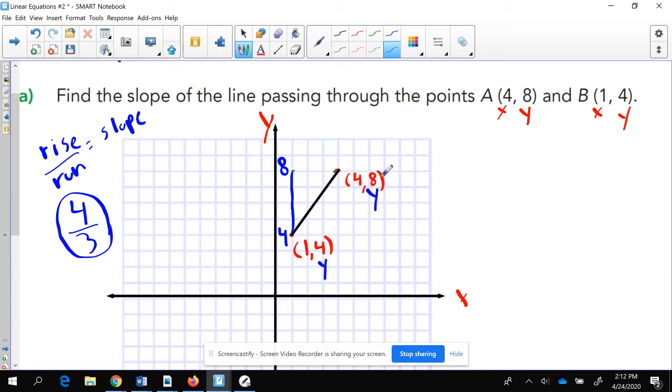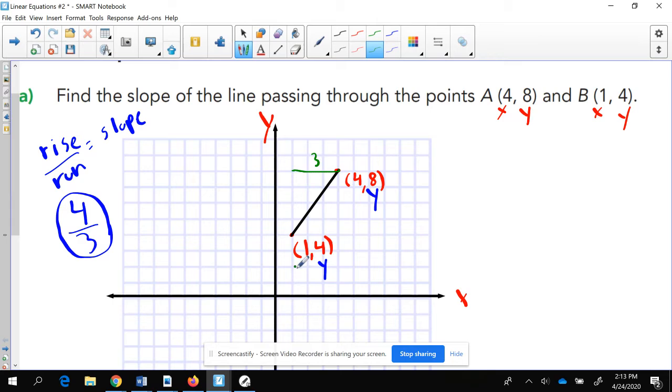What do you think you do with the 8 and 4 to be able to get the rise, which is 4? So I want you to think about that. What do you think you do with the number 8 and the number 4? And then second, the run is 3. So I'm going to erase this here. Hopefully you figured out what you do with the 8 and 4 to get the 4, which is the rise. And then what do you do with your x's?